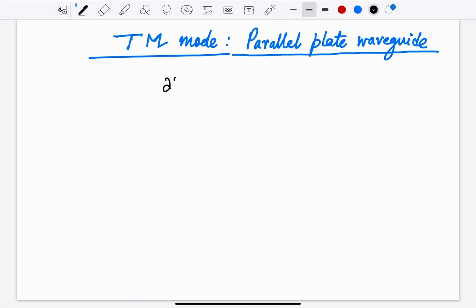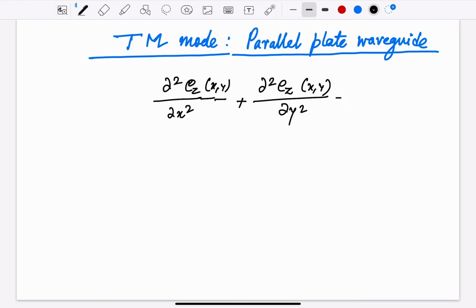I believe you remember this equation: ∂²Ez(x,y)/∂x², definitely a function of space x and y, plus ∂²Ez(x,y)/∂y² plus kc² Ez(x,y) equals 0. So we have these equations in terms of the longitudinal electric field component for the TM mode.